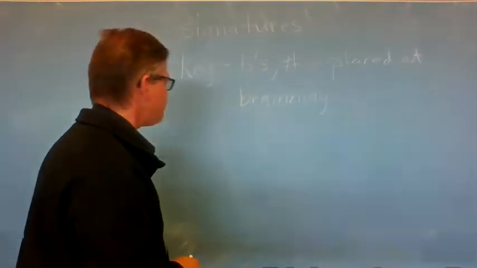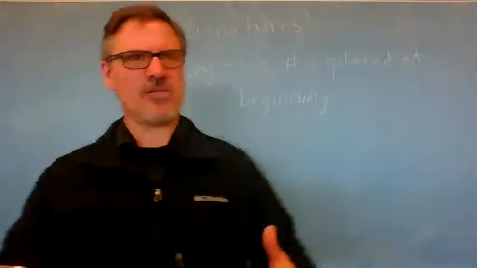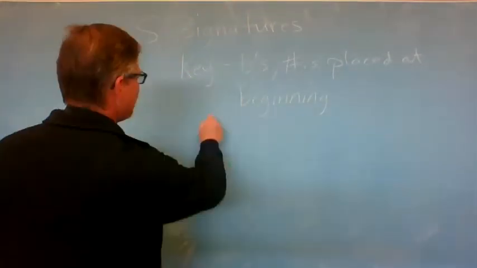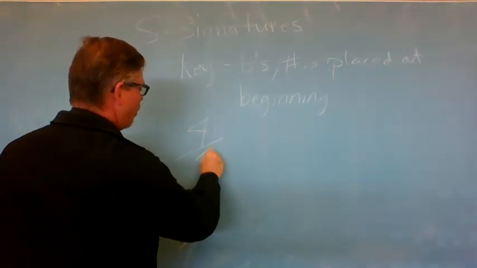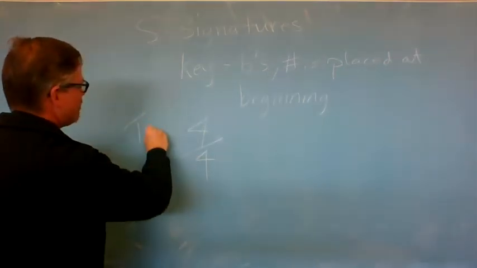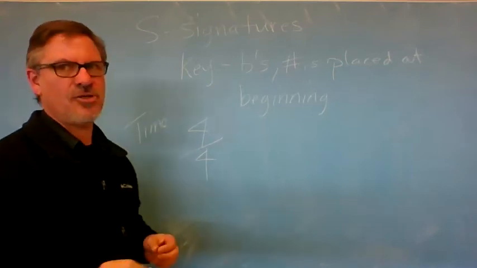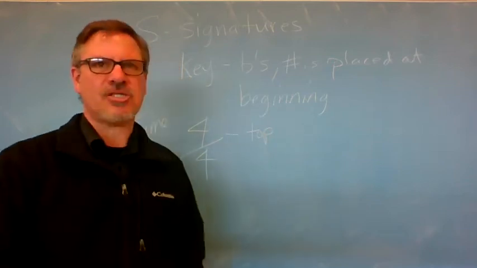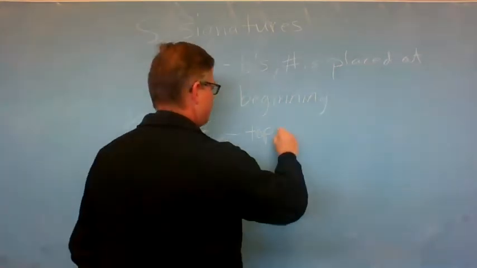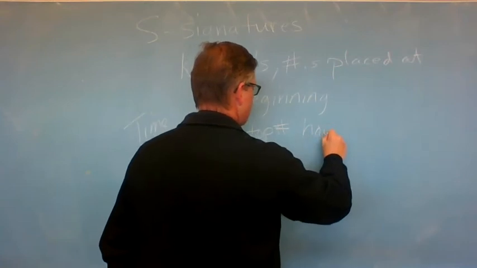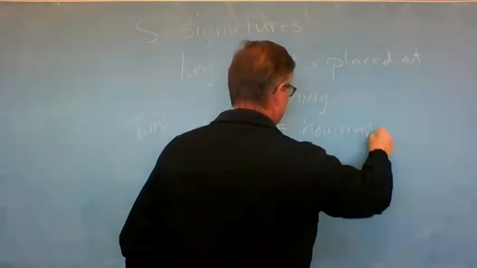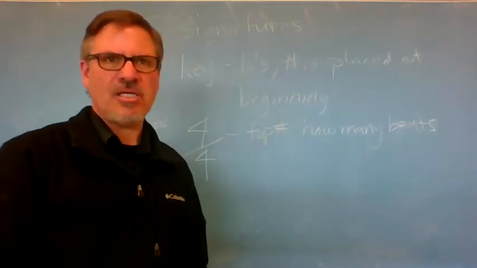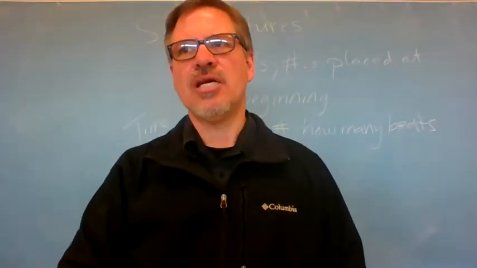The T. I'm sorry. No, we have the other signature. The other signature is the time signature. Time signature, 4/4 is the common time. Time signature tells us 2 things. The top number tells us how many beats are in each measure. The bottom number tells us what kind of note gets 1 beat.